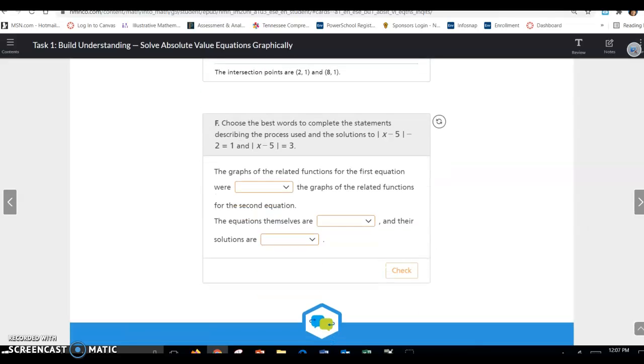All right, choose the best words to complete the statements describing the process used and the solutions to absolute value of x minus 5 minus 2 equals 1 and absolute value of x minus 5 equals 3. So the graphs of the related functions of the first equation were translations of the graphs of the related functions of the second equation. The equations themselves are equivalent and their solutions are the same.